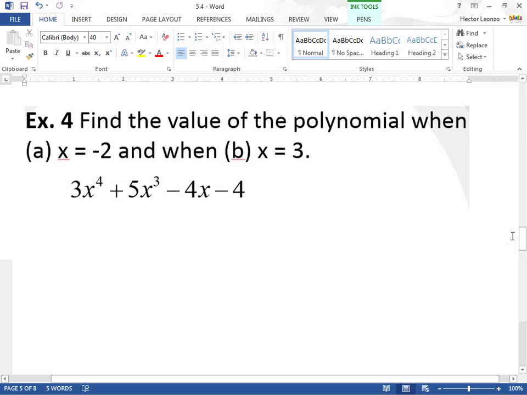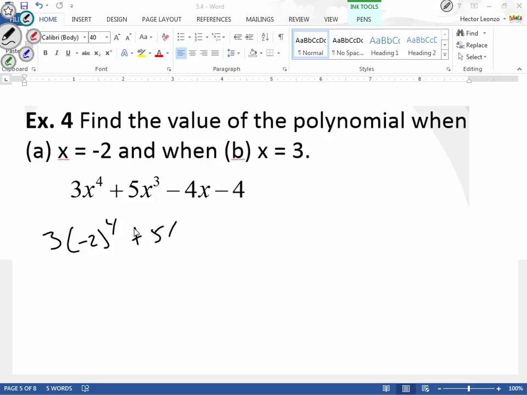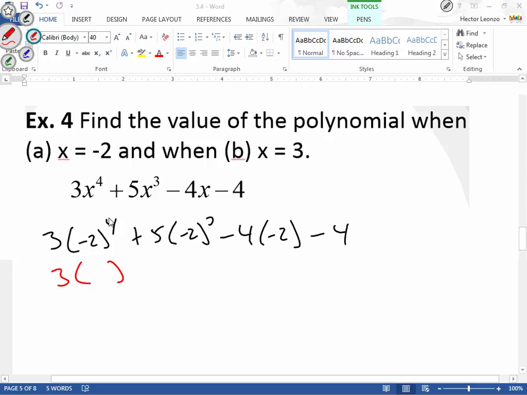Find the value of the polynomial when part A, x equals -2, and part B, x equals 3. So what we're going to be doing to solve this, replace x with -2. So I'm looking at 3 times -2 to the fourth plus 5 times -2 to the third, minus 4 times the -2, minus 4. Order of operations, I have to do exponents before I multiply. So let me ignore that multiplication. I'm just going to do 3, and I'm going to do the exponents. Remember, the parentheses only take care of the inside.